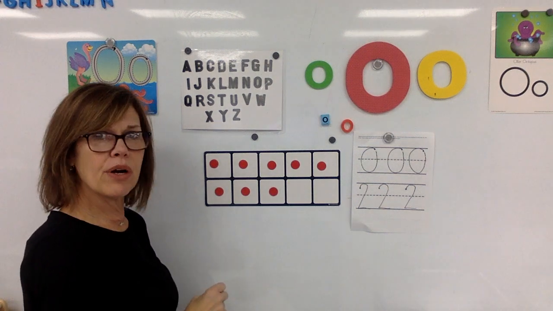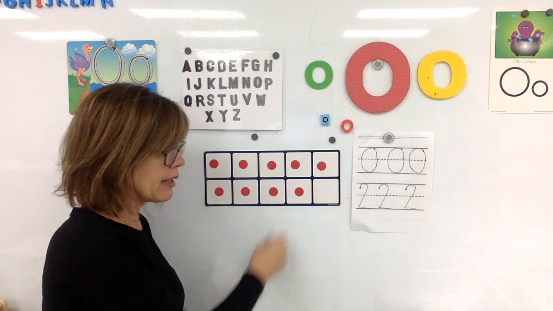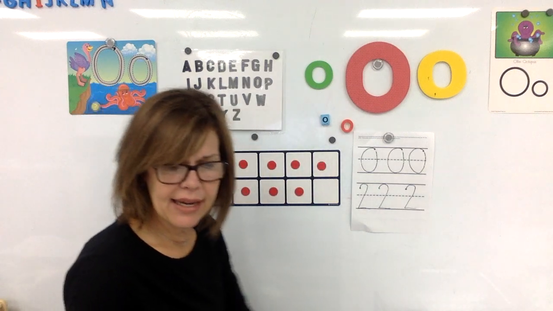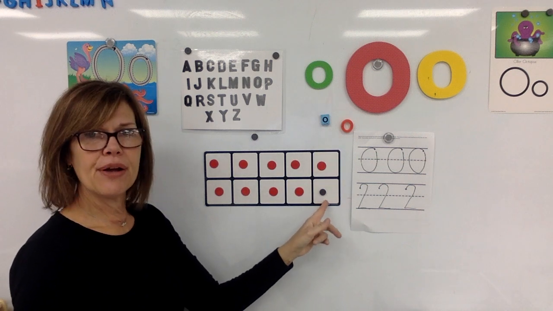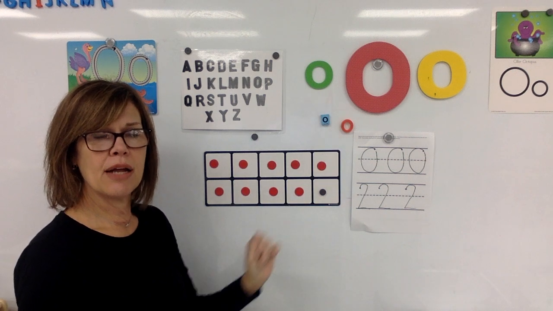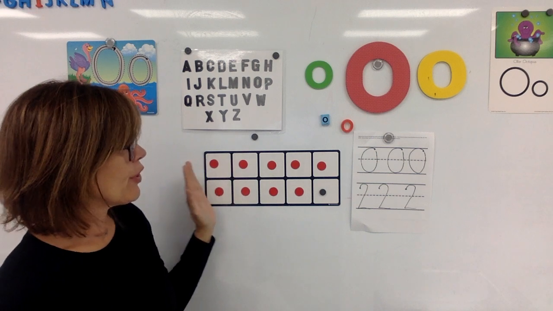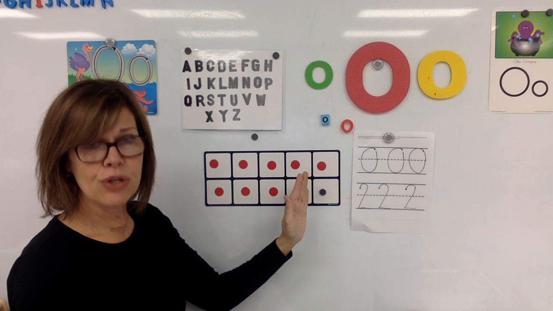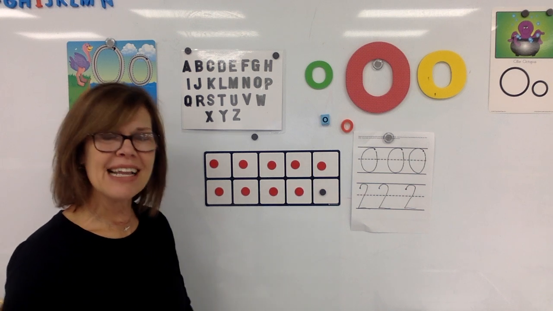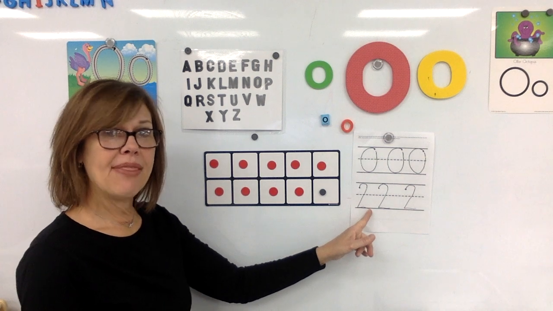I put one more. Now how many are up here? 8. If I put one more, now I have 9, and I don't have any more circles, but if I put that up there, how many circles are on my 10 frame? 10. And you know that because you know there are 10 spaces, and that means if every space has a circle, we have 10.